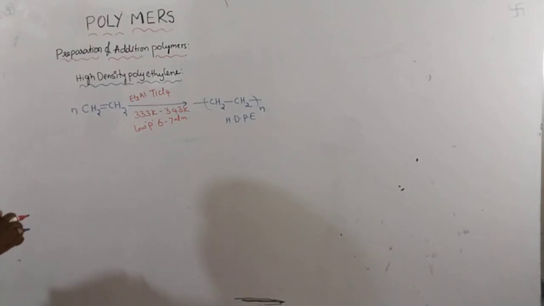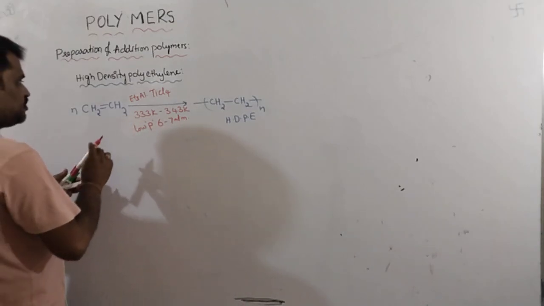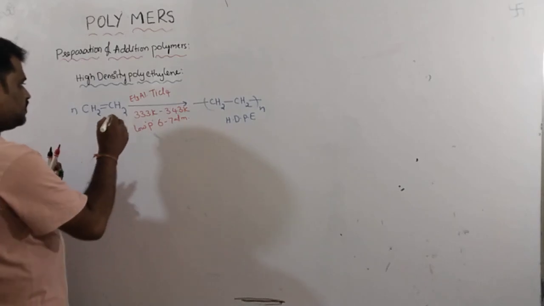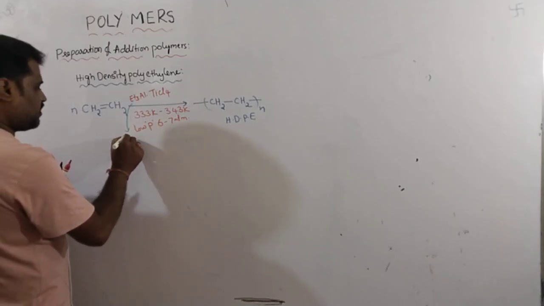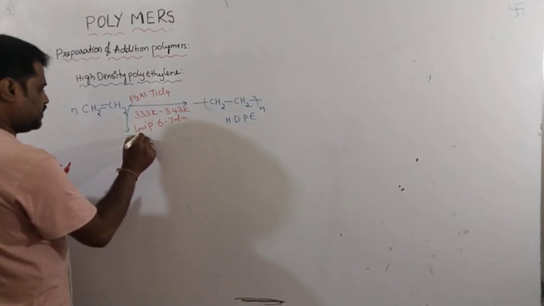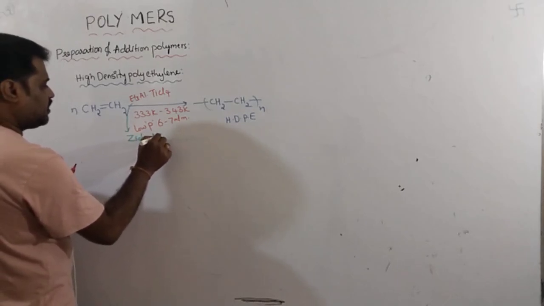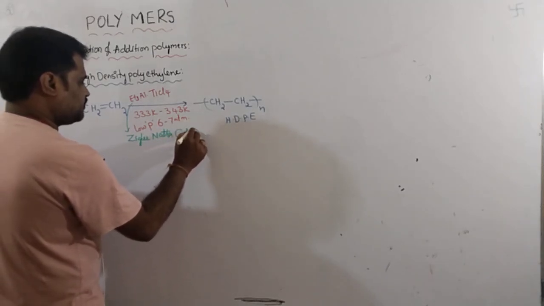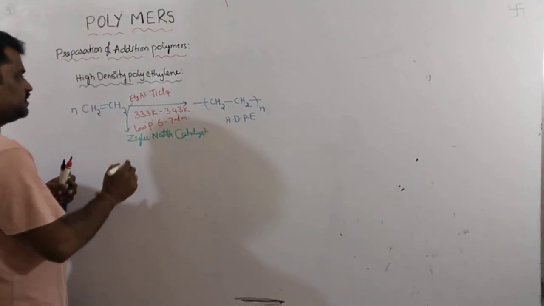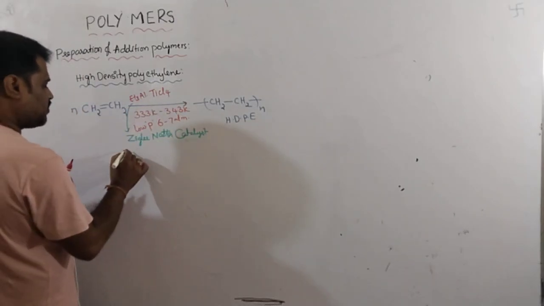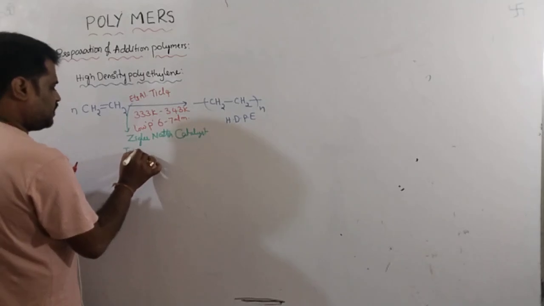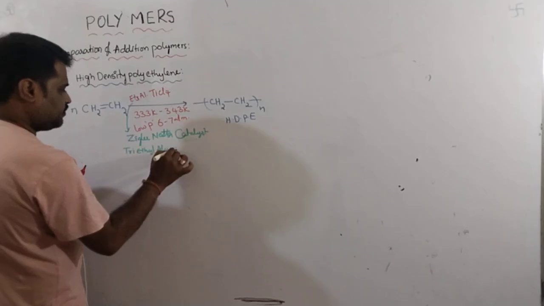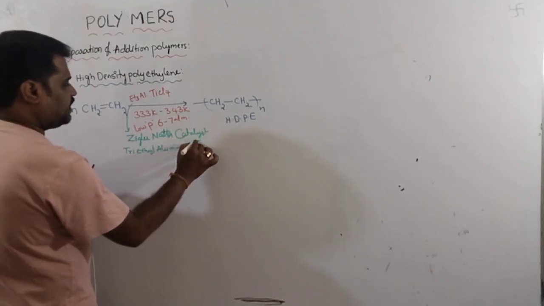Let's see. Here we are using a catalyst, and the name of the catalyst is the Ziegler-Natta catalyst. Ziegler and Natta are the names of two scientists. The catalyst is triethyl aluminum and titanium tetrachloride, and I am mentioning the name here.